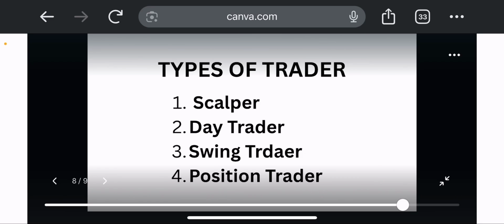So scalpers use 15 minutes, 5 minutes, and the 1 minute or the 3 minutes. The day traders use the 4 hours, the 1 hour, and the 15 minutes. The swing traders use the daily, the 4 hours, and the 1 hour, and the position traders use the monthly, the weekly, and the daily time frame. When you go into the charts, you will understand better what I mean by that.